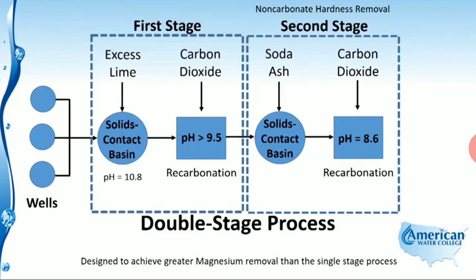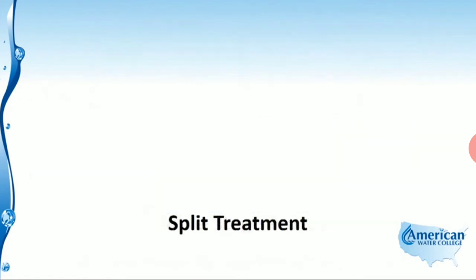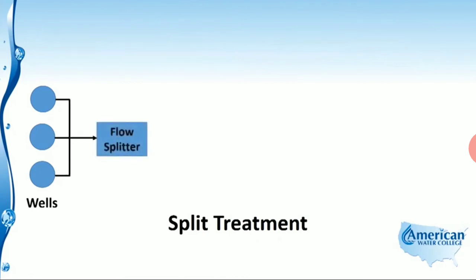We then recarbonate to get our pH down to the 8.6 range, and then again it goes off to filtration and then disinfection and off to the system. This last method is called split treatment. This is a variation of the softening process intended to reduce chemical usage. And it's basically you're just splitting your flow stream. So assuming we have some wells, some groundwater that's hard, it'll flow into a flow splitter.